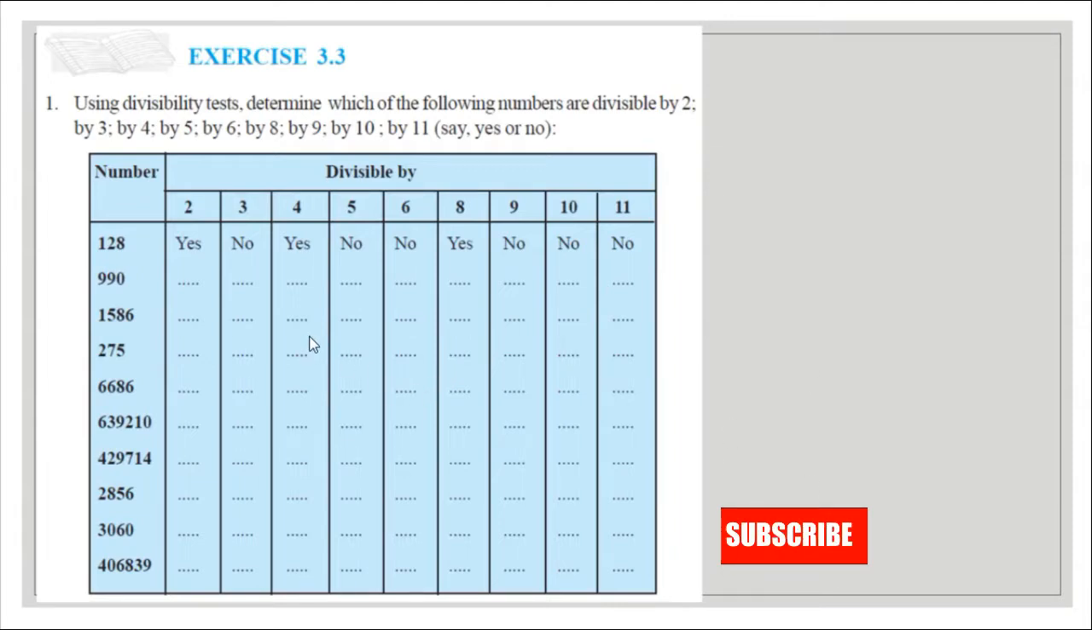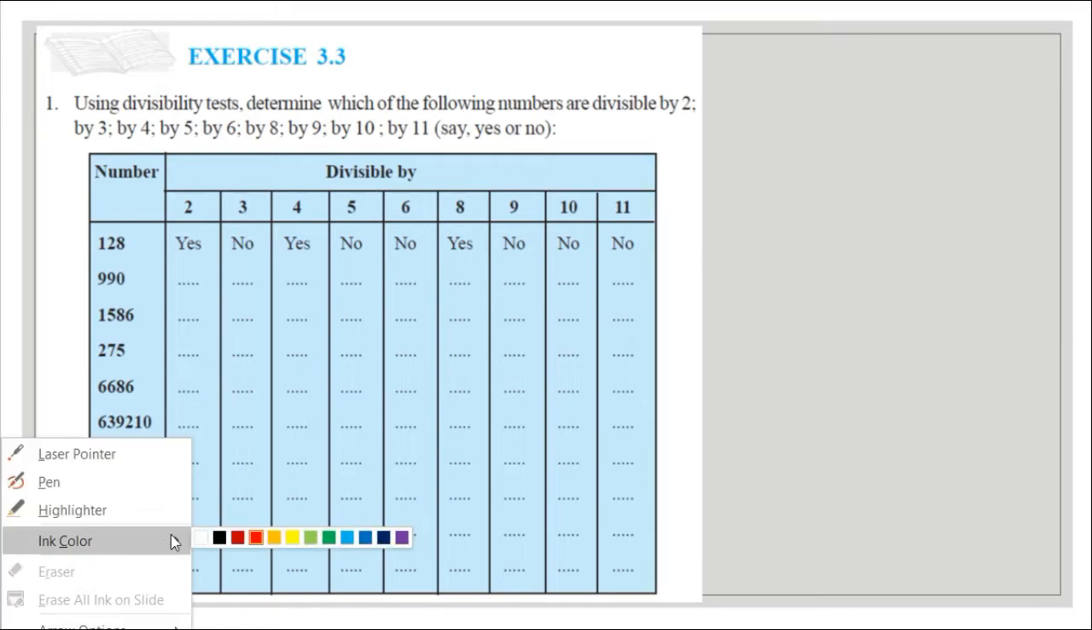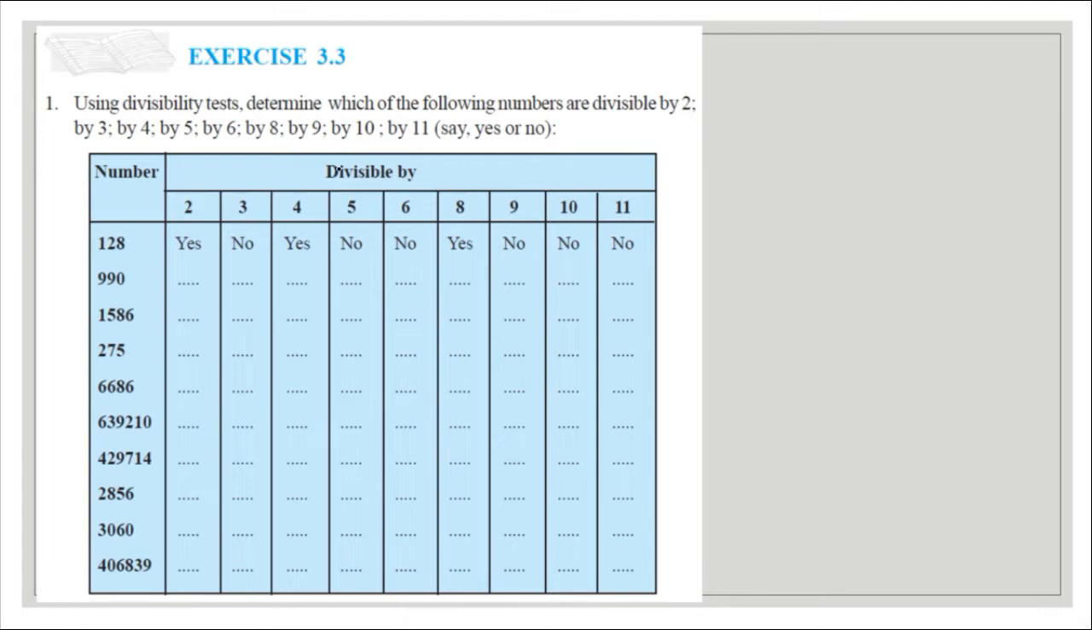Hello students, let us continue the session on playing with the numbers. We will start with exercise 1 3.3. First question is, using divisibility tests, determine which of the following numbers are divisible by 2, by 3, by 4, by 5, by 6, by 7, by 8, by 9, by 10 and by 11. Say yes or no. In that, the first one is 128.